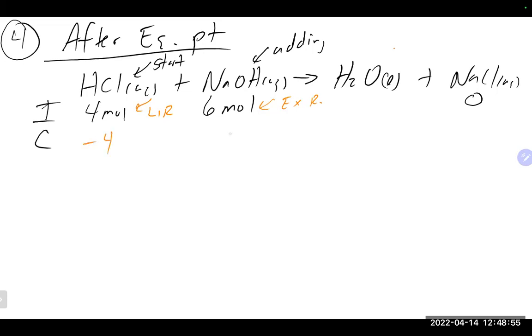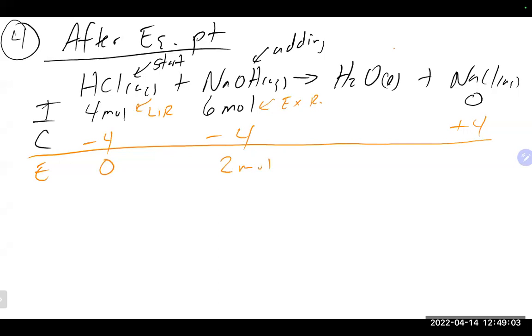So the change here would be -4, and a +4 situation. That means we got nothing going on there. We got a couple of moles of that guy. We got 4 moles of this guy. Once again, like normal, we will take our total volume there and convert it back into molarity.